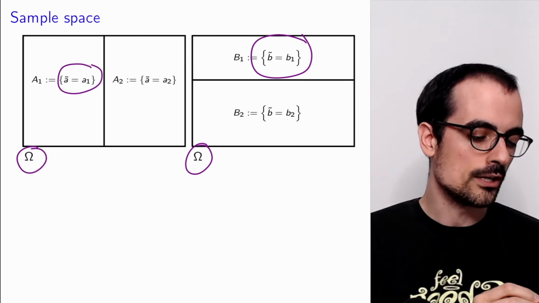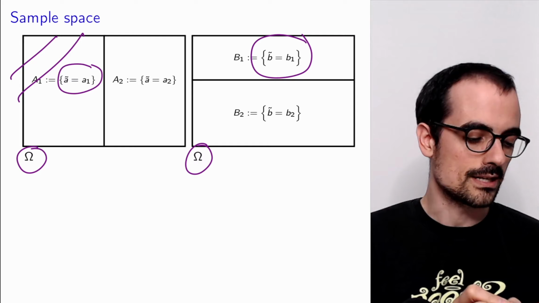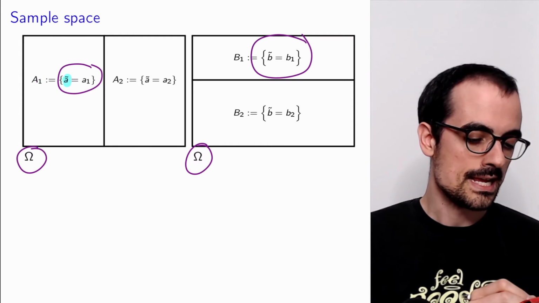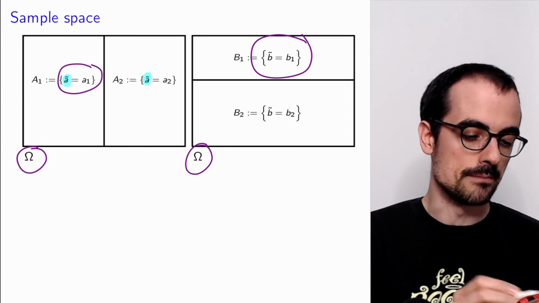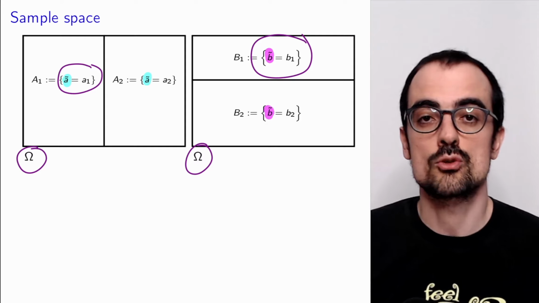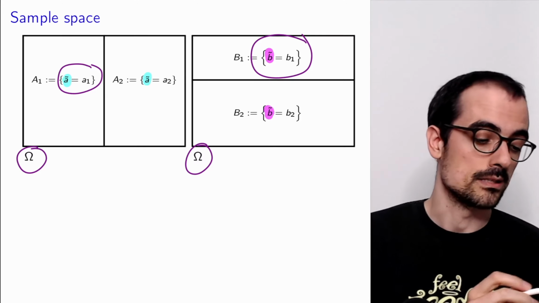And here I'm drawing all the points that map to A1 for a certain random variable A. Maybe I should have said that at the beginning. We have two random variables, A and B, and I want to show you how to jointly describe them using probabilities. And they're defined on this same sample space.